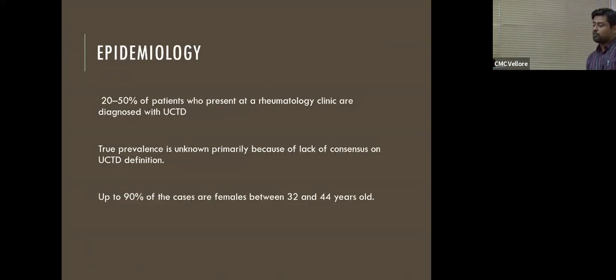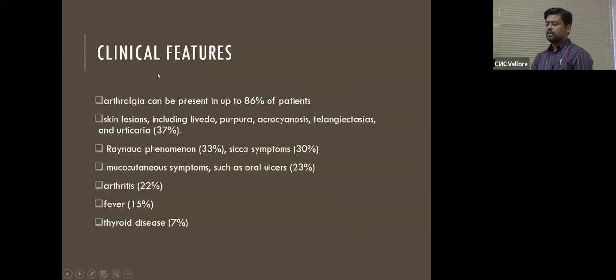So epidemiology: if you walk into a rheumatology clinic with only CTD patients, almost 20 to 50% of the new patients will be UCTD. The true prevalence is however not known because nobody has really looked into this disease, because you cannot do a randomized trial in such patients, because you don't have a definition which is agreed upon by everyone. But almost 90% of these patients are females, 32 to 44 years, similar to what you will see in lupus.